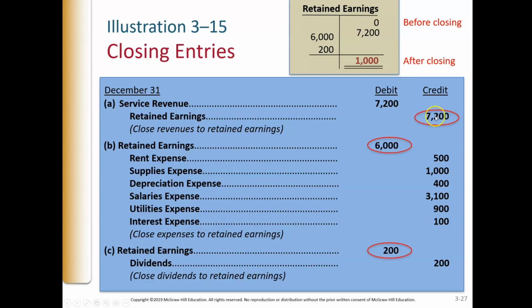So what we're doing is we're closing our revenue to retained earnings, which increases retained earnings, credit. We're closing our expenses and our dividends to retained earnings, which debits retained earnings, that decreases it. So our ending balance is $1,000, which is what it says on our statement of stockholders' equity.